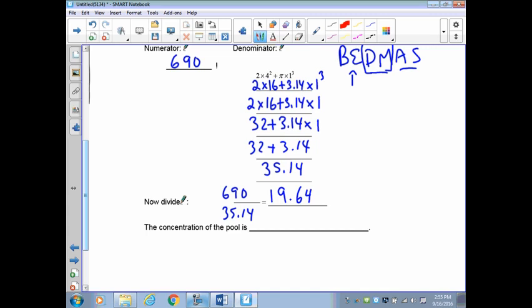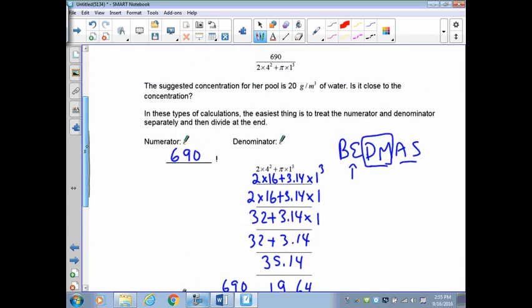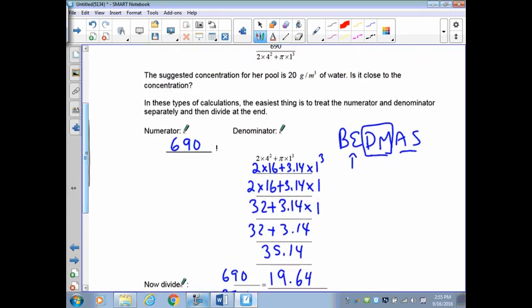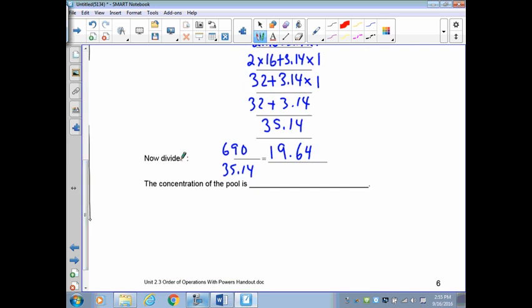Now, if you go back to the question, it says that she's supposed to be putting in a concentration for her pool of 20. We calculated that what she actually got was 19.64, so it's close to what's recommended. There you go. All right, so let's have you try one of these without a word problem.